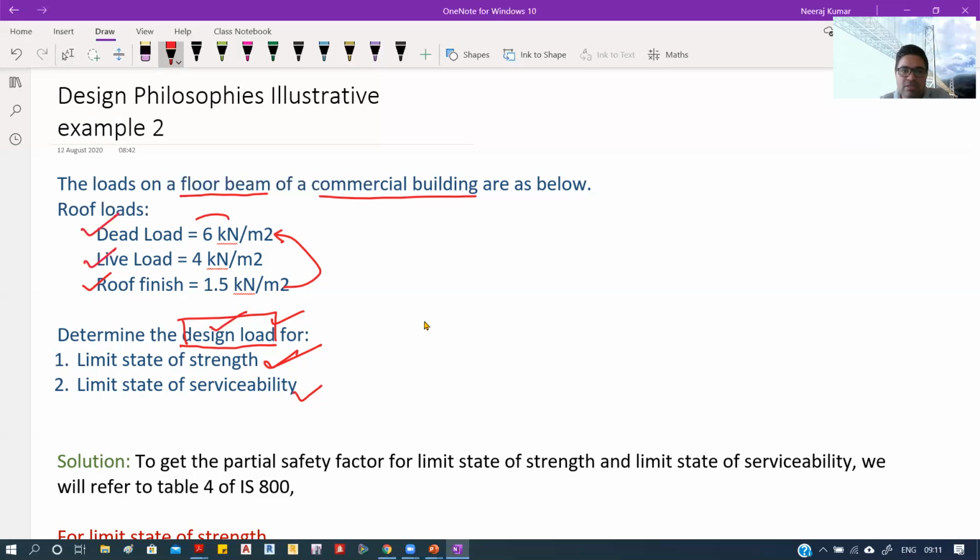So these loads are dead loads. These loads are the working loads, the loads without the safety factor. We need to multiply these loads with the safety factor to get the value of design load as per the limit state of strength and the limit state of serviceability.